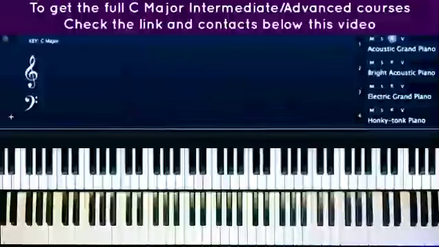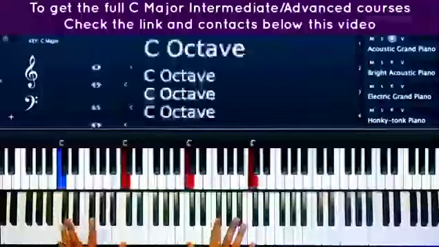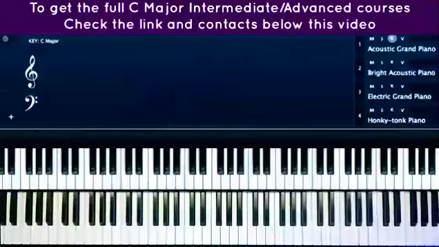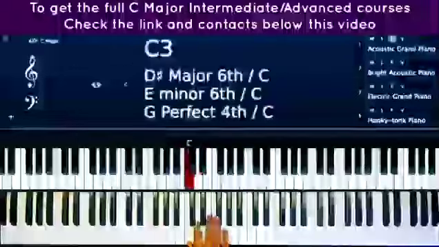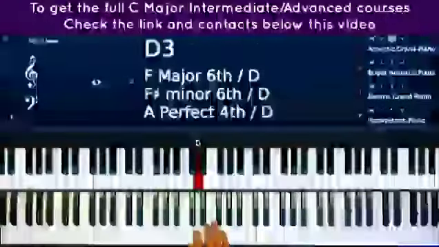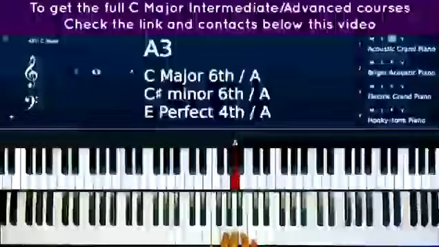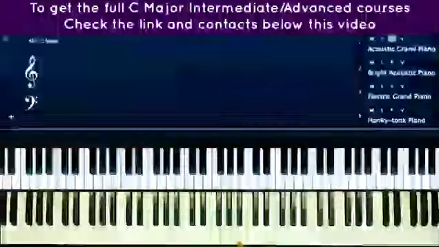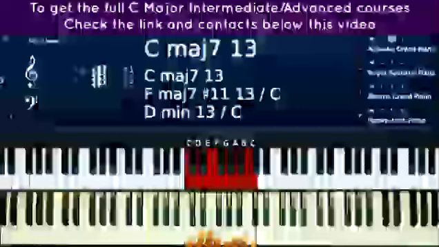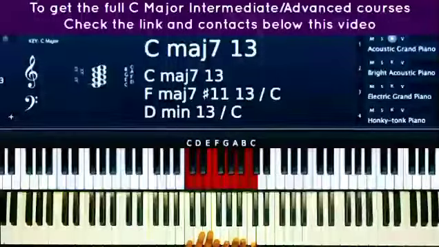Now when we are in the key of C, let's go through the C major scale. C, D, E, F, G, A, B, C. Okay, straight white notes. Okay.